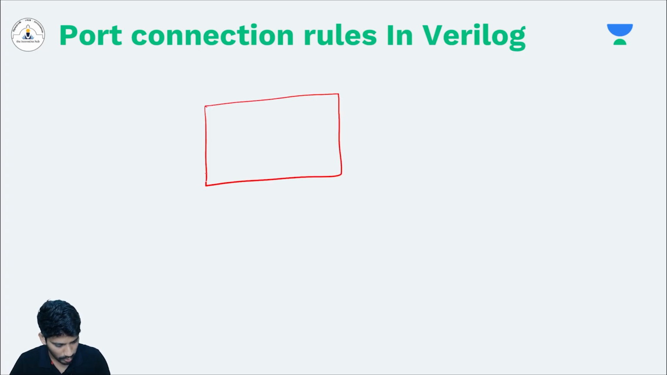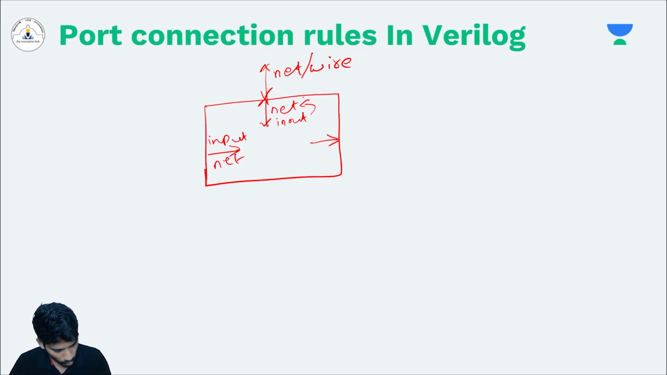Let's say this is your module, and to communicate with other external modules, this should be net inside the module, net or wire. If I write net, it inherently means wire data type. The inout port is net by default, right? That is what I explained now. Similarly, the input port is also a wire or net. It cannot be a register. The output port can be anything, either net or register.